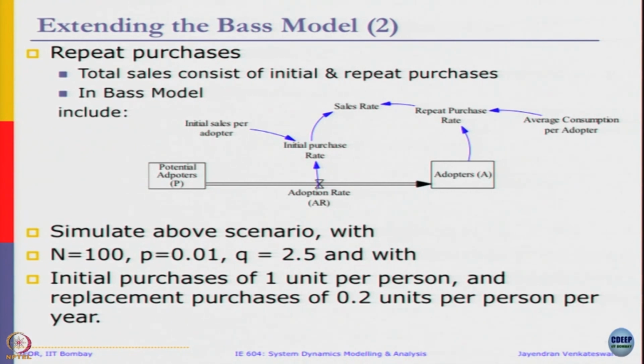We can set N is 100, P is 0.01, Q is 2.5. Initial purchases 1 unit per person, and replacement just 20% units per person per year. We can see what happens to the actual sales rate. The sales rate, at 100, will be more than 100. Eventually it has to be a little more than 100 because everybody would adopt the product. But how that changes is something you can try at home. Okay, thank you.